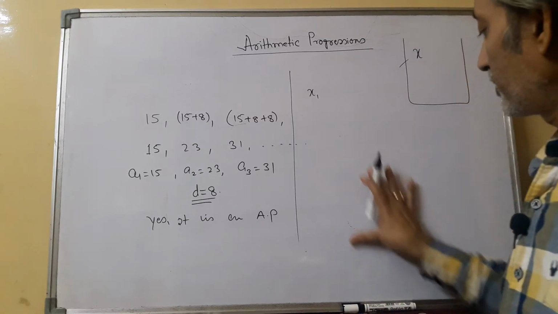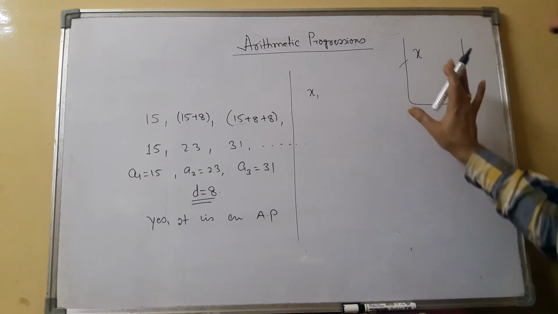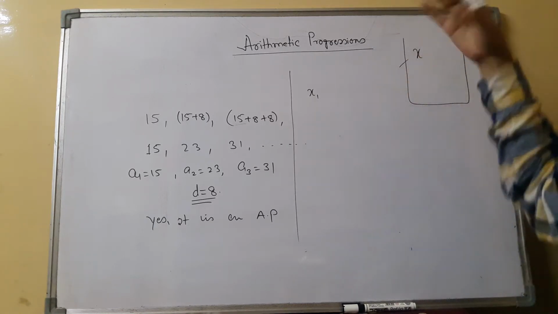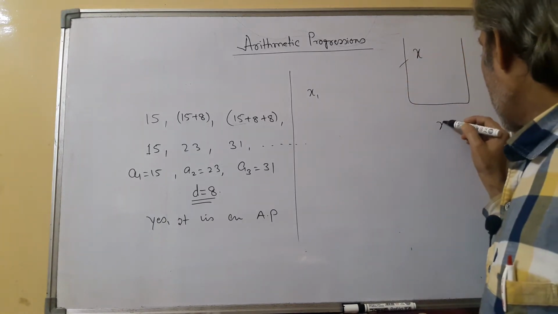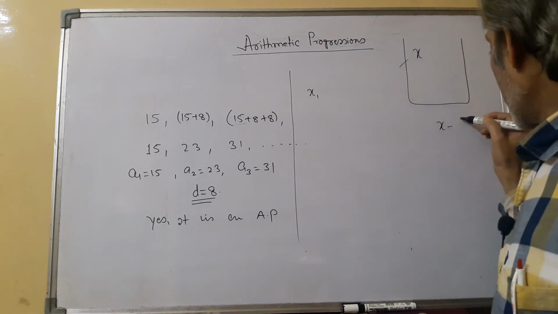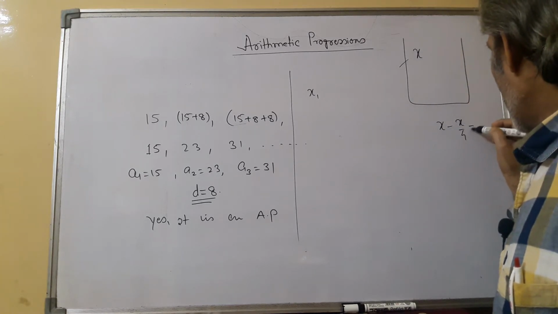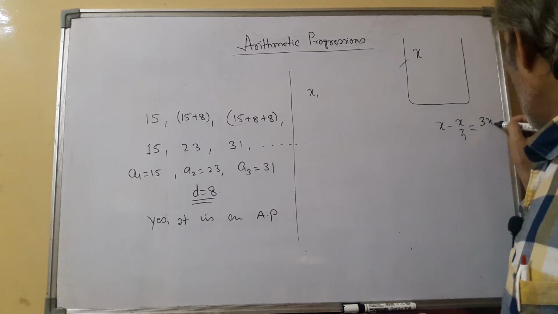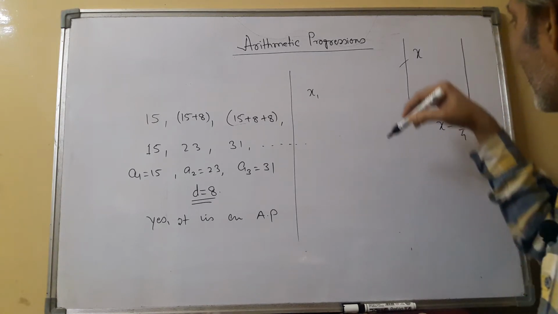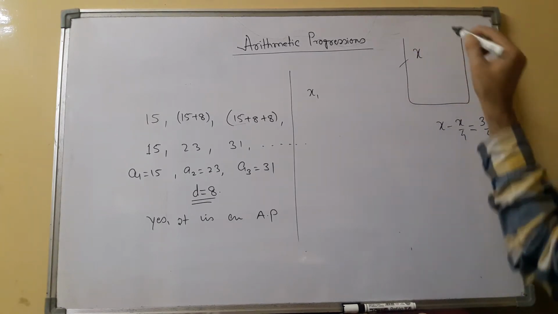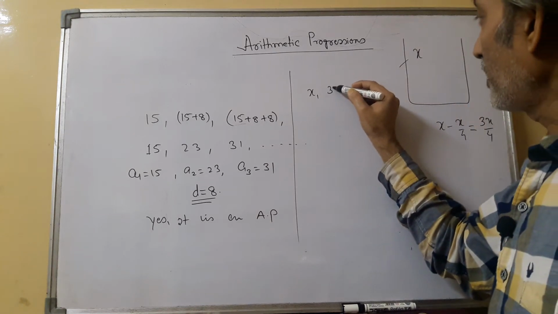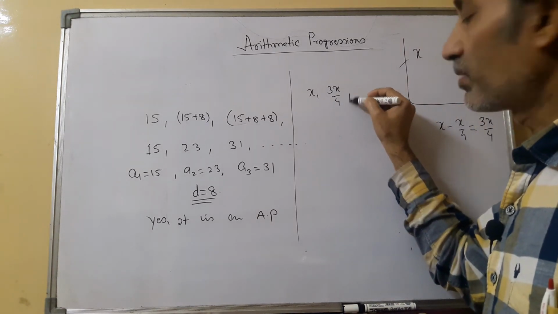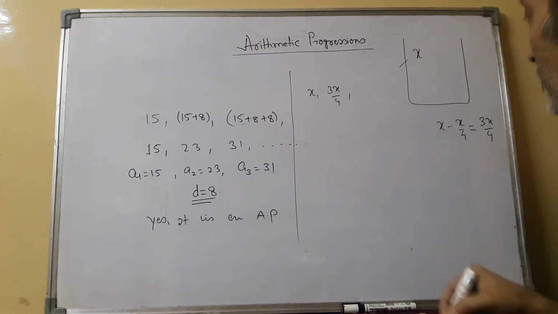Now it says we want to remove 1/4 of the gas. So x minus 1/4 of x is x upon 4. So subtract this. Now how much gas is left inside the cylinder? It is 3x by 4. This much gas is left inside the cylinder.